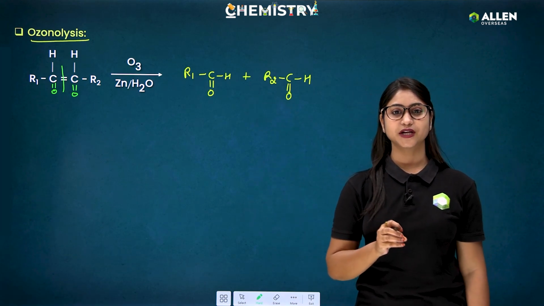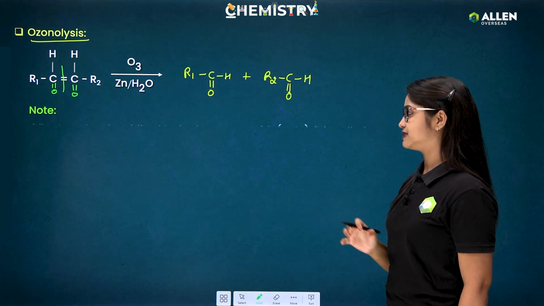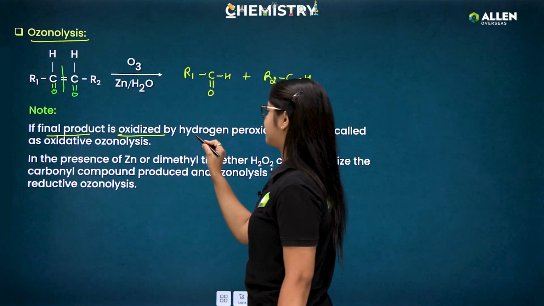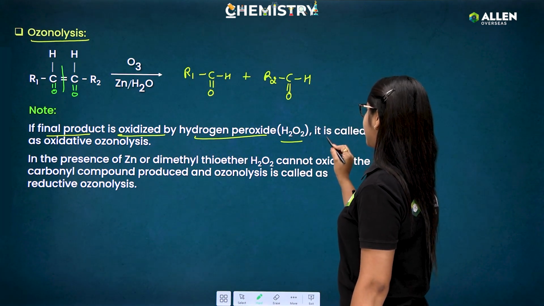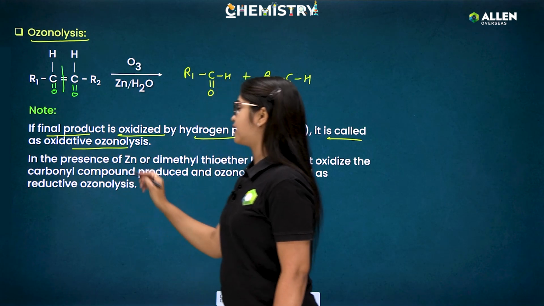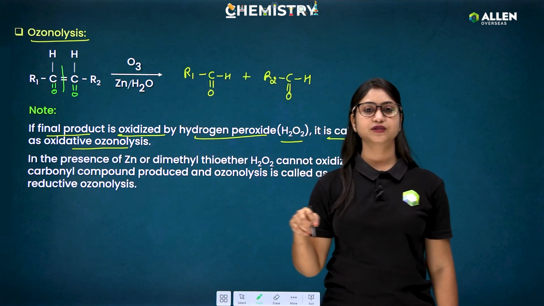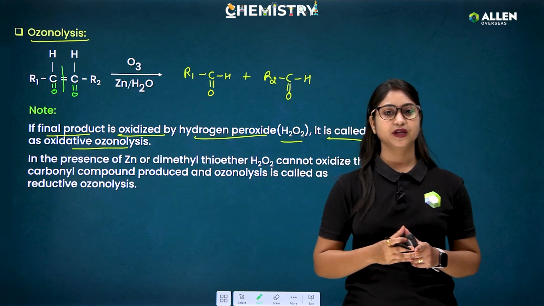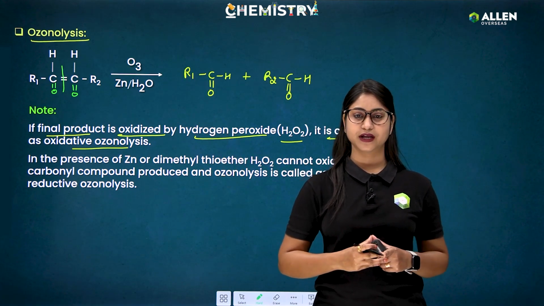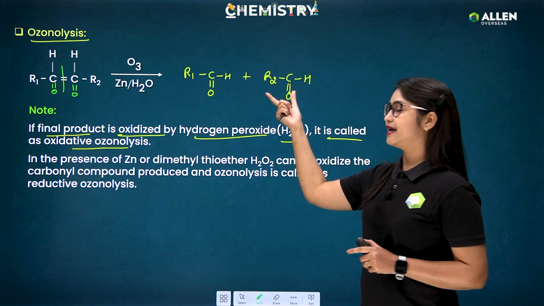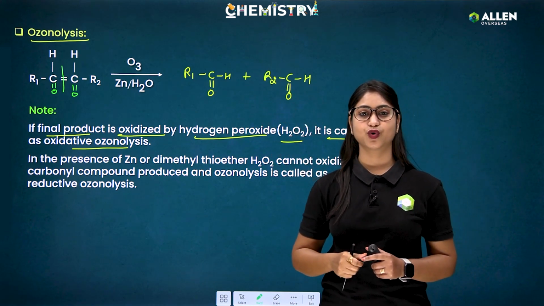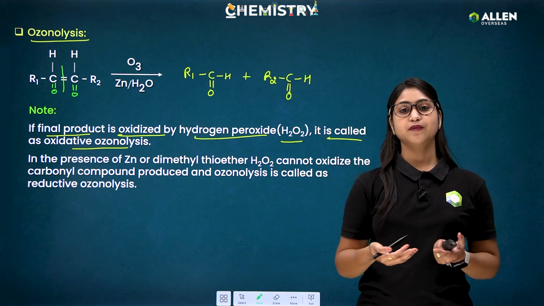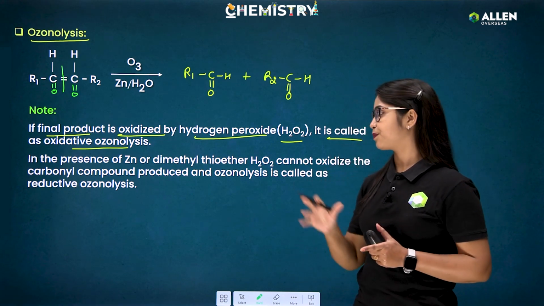Now what is the important point regarding this reaction? Let's see. If the final product is oxidized by hydrogen peroxide H2O2, it is called oxidative ozonolysis. Now if we use H2O2 here instead of zinc, then it will be called oxidative ozonolysis, because these aldehydes will be oxidized by the H2O2 into the respective carboxylic acids. Okay, so that will be called oxidative ozonolysis, right?